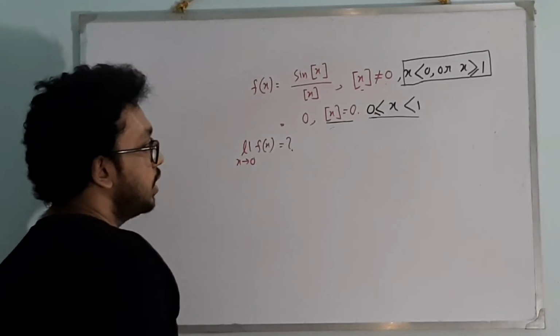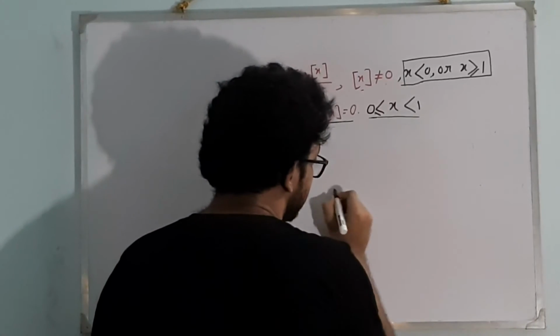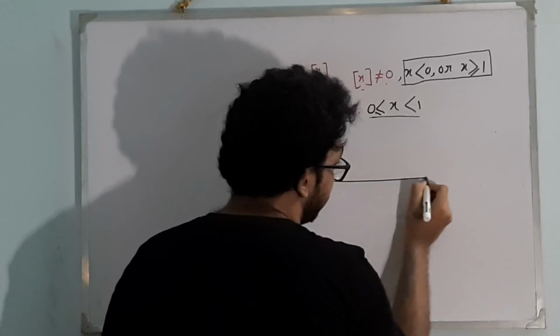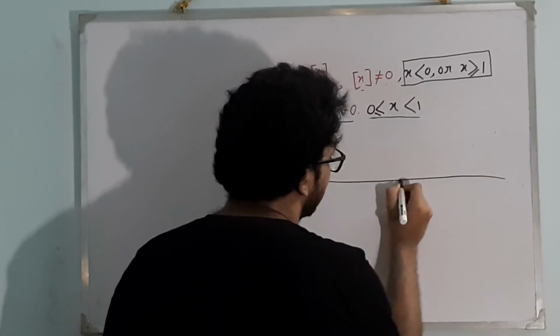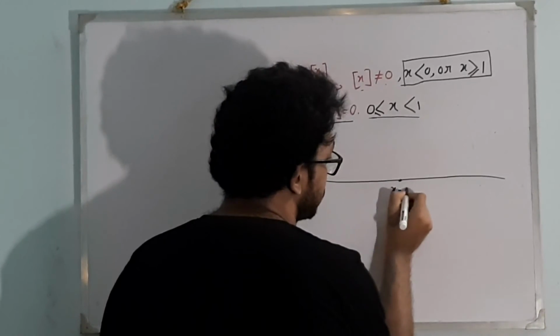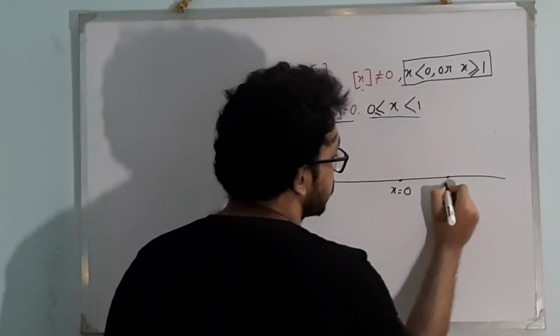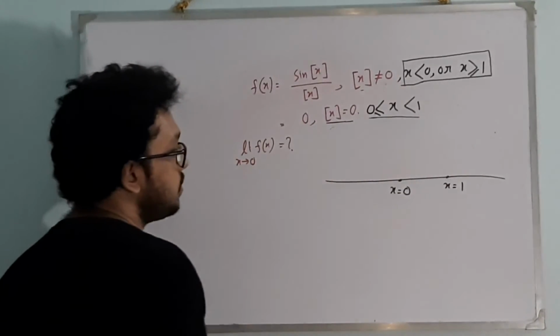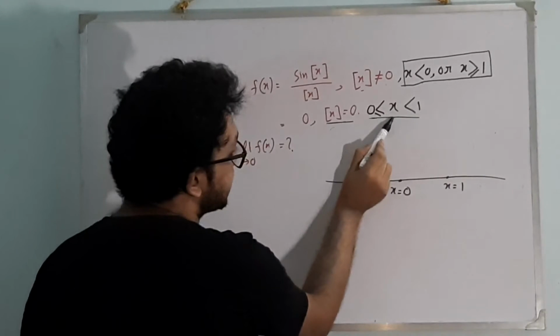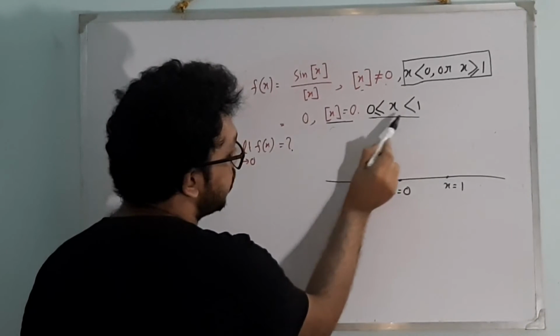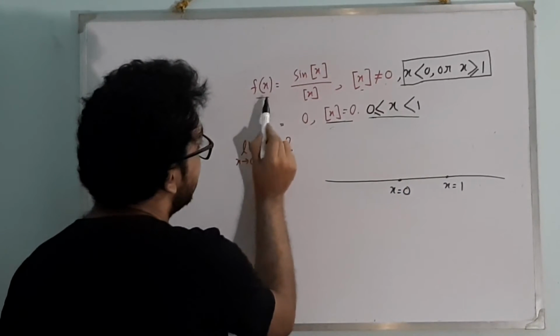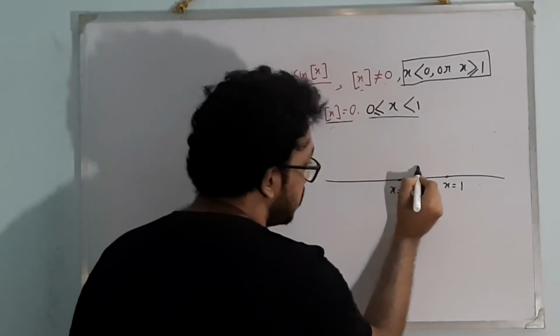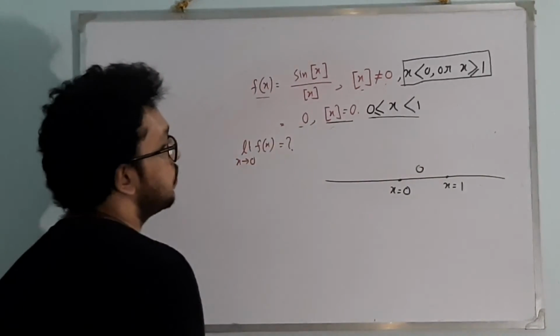Okay, now see. Suppose this point corresponds to x equal to 0 and suppose this corresponds to x equal to 1, right? You see that when x is varying in the interval greater than or equal to 0 but lesser than 1, in this interval f(x) is 0.